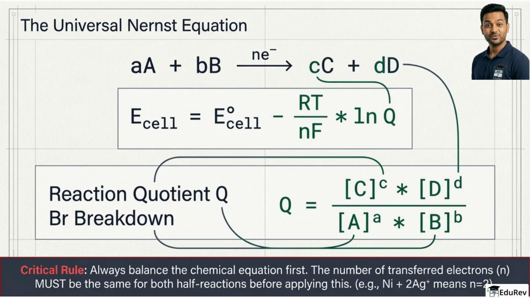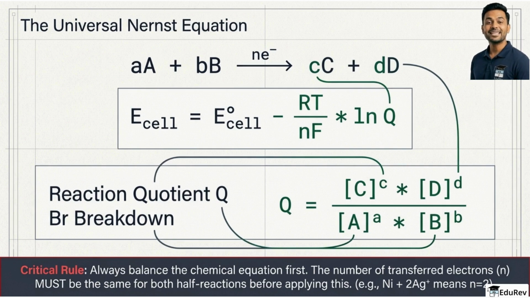The universal Nernst equation works for any redox reaction of the form aA plus bB gives cC plus dD. The general form is E cell equals E standard cell minus RT upon nF natural log Q, where Q is the reaction quotient. The quotient is written as Q equals concentration of C raised to power c multiplied by concentration of D raised to power d divided by concentration of A raised to power a multiplied by concentration of B raised to power b.